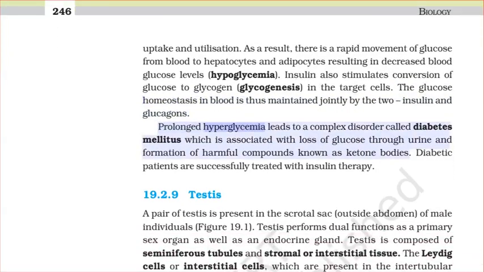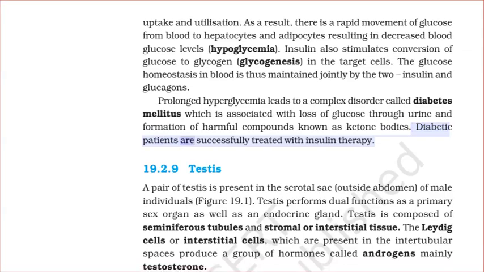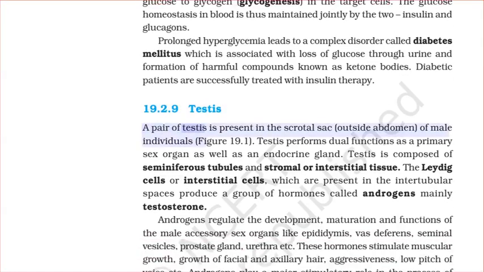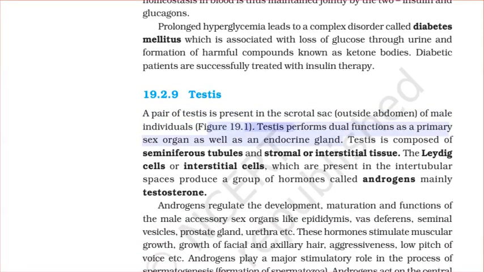Prolonged hyperglycemia leads to a complex disorder called diabetes mellitus, which is associated with loss of glucose through urine and formation of harmful compounds known as ketone bodies. Diabetic patients are successfully treated with insulin therapy. Testis. A pair of testes is present in the scrotal sac, outside the abdomen, of male individuals. Testis performs dual functions as a primary sex organ as well as an endocrine gland.